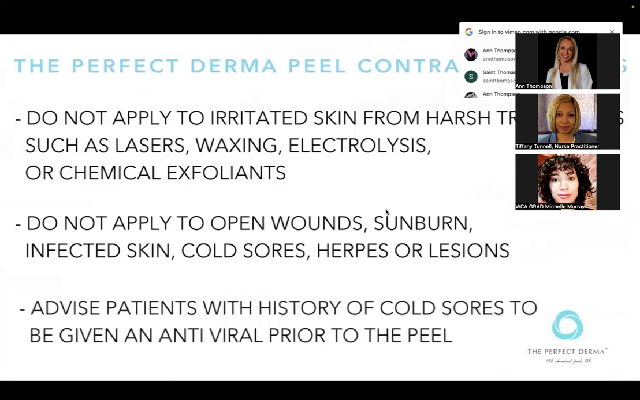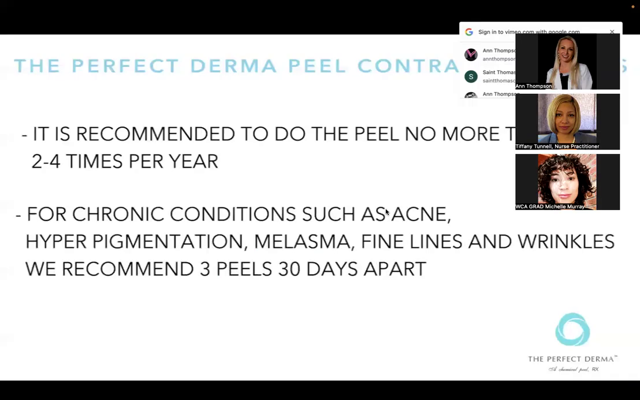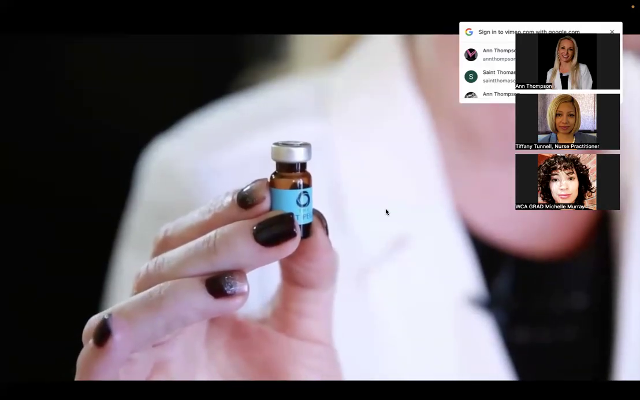It is important to advise patients with a history of cold sores to be given an antiviral prior to the peel. For overall rejuvenation, we recommend doing the peel no more than 2 to 4 times per year. However, for chronic conditions such as acne, hyperpigmentation, melasma, and concerns with fine lines and wrinkles, we do recommend a series of 3 peels 30 days apart. For thicker and more resilient skin types, melasma, and acne scarring, we recommend adding the Perfect Derma Plus Booster to the peel solution for optimal results.